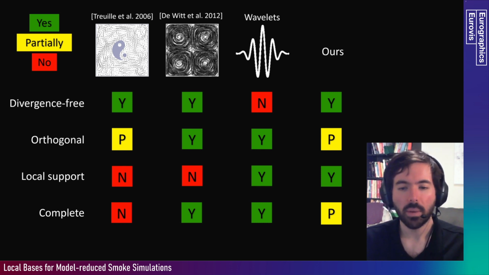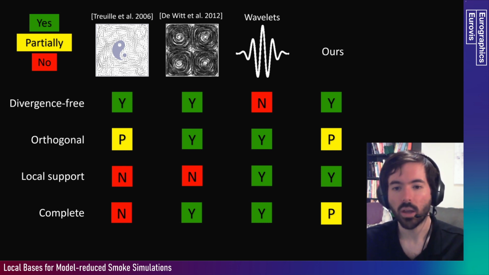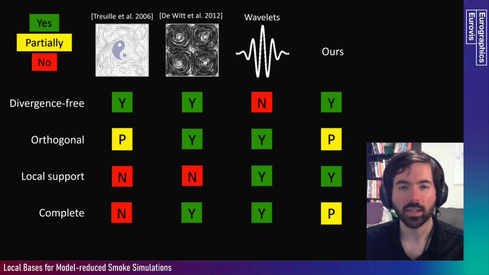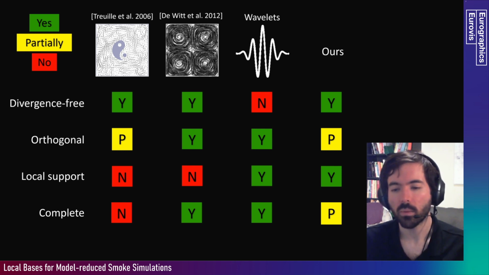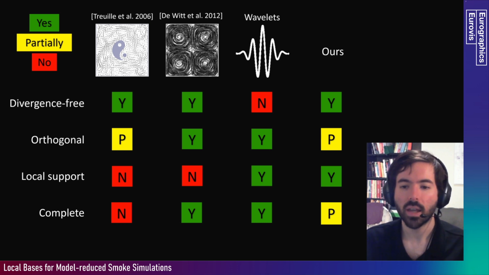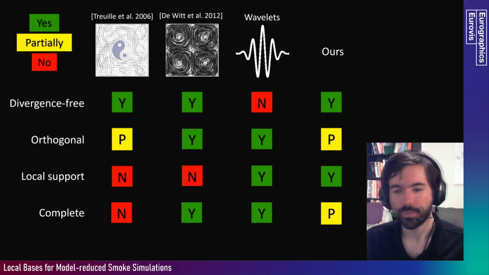In comparison, the basis of DeWitt et al. is complete because it can analytically generate as many basis elements as we want without any additional precomputation. Looking at these properties, a wavelet basis might also look like a good option, but it's actually provably impossible to generate a wavelet basis that satisfies all four properties with the usual wavelet approach. So the goal of our work is to generate a basis that gives us a better compromise between these four properties. The basis that we'll construct is divergence-free and it has local support, but we make some compromises on orthogonality and completeness that we think are well suited for fluid simulations.